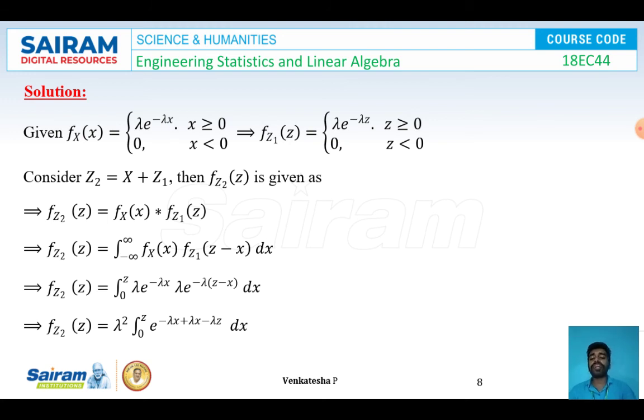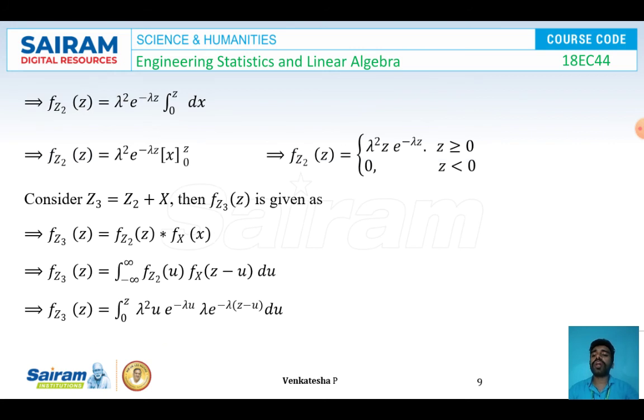It is a constant, so I can take it outside. So I got the expression f_Z2(z) is equal to lambda square e power minus lambda z times the integral 0 to z of dx. After integration with respect to x, I got f_Z2(z) is equal to lambda square e power minus lambda z times x between the limits 0 to z. After applying the limits, I got lambda square z e power minus lambda z. So the expression for f_Z2(z) is lambda square z e power minus lambda z for z greater than or equal to 0, and it is 0 for z less than 0.